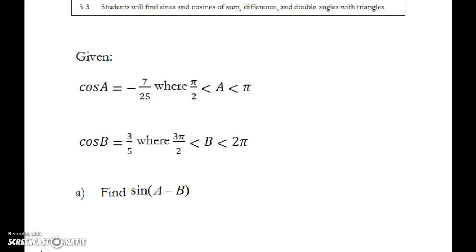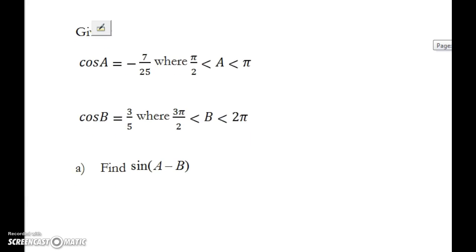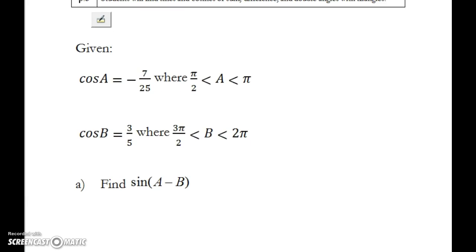Standard 5.3. Students will find sines and cosines of some difference and double angles with triangles. All right, let's consider our example here. We have a couple of givens, and we want to find the sine of A minus B.